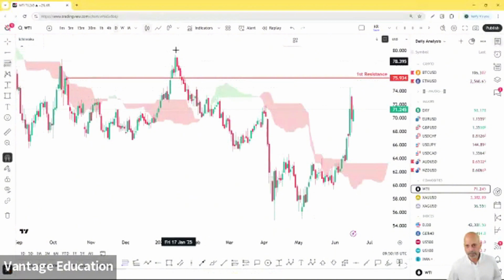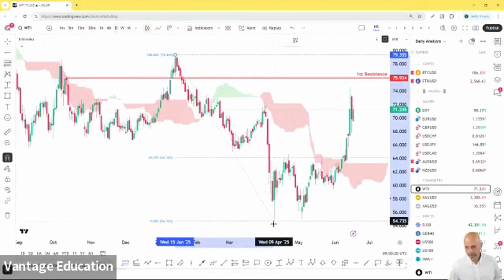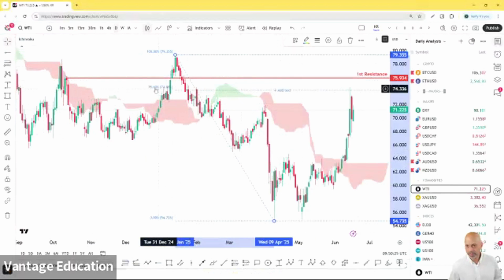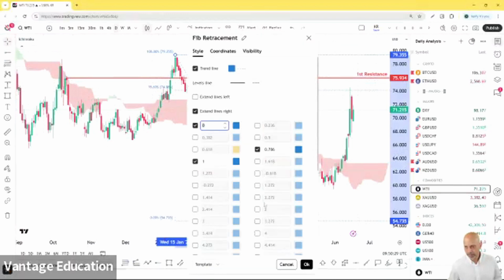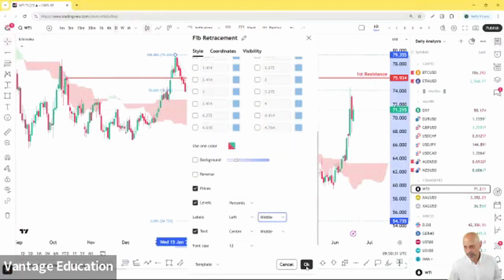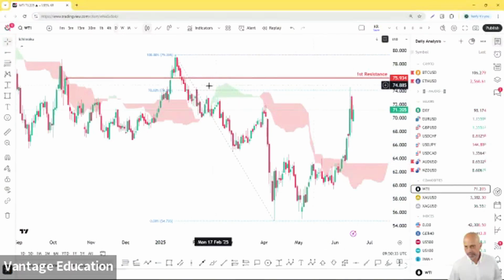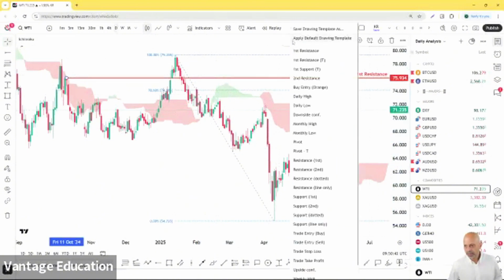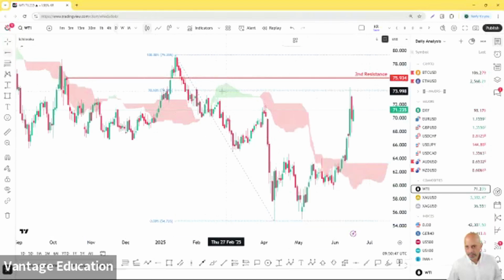And when I run a Fibonacci retracement from this swing high on 15th of Jan, going down to the swing low on 9th of April, I can also see the 78.6% retracement is a level where crude prices look to have stalled, or rather have stalled last Friday, close to the 78.6% Fibonacci retracement. So in fact, I would say $75.90 would be my second resistance, and first resistance is this level here.